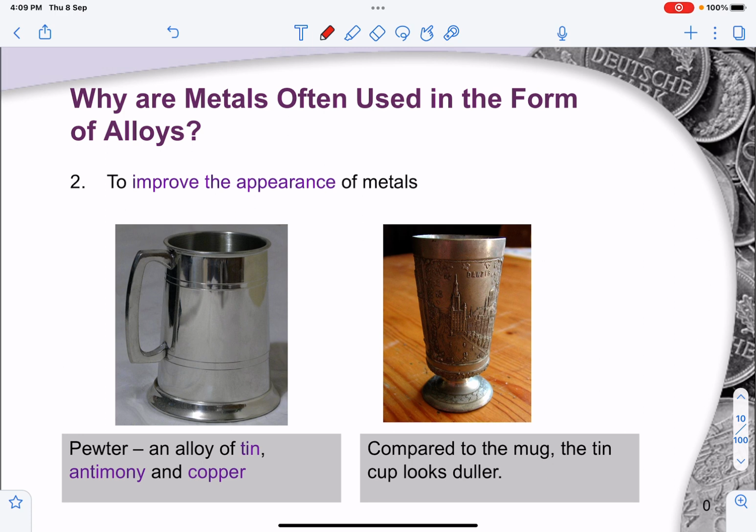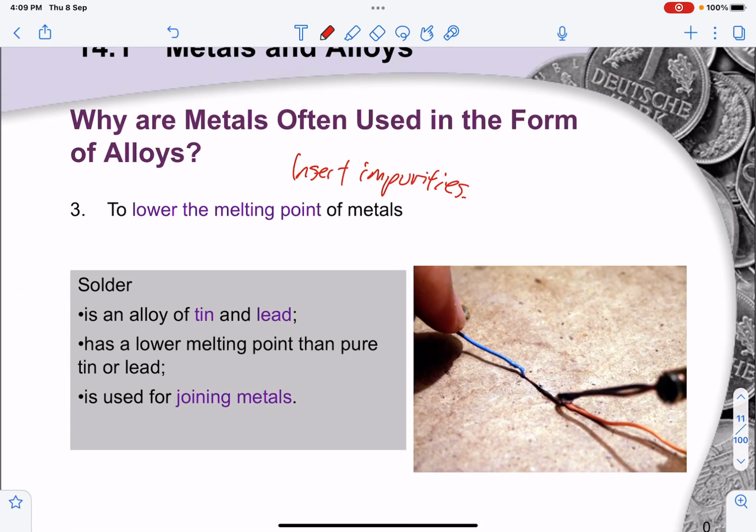Sometimes alloying can also be used to improve the appearance of the metal. For example, tin is a very brown, boring metallic color, whereas pewter, which is an alloy of tin, antimony and copper, tends to give a very shiny feel. So that helps to improve the appearance of metals. Sometimes you also want to lower the melting point of metals to do soldering. Soldering is when you want to connect wires or metals together. Generally, solder is an alloy of tin and lead, and it has a lower melting point than pure tin or lead, and it's generally used for joining metals, like wiring.